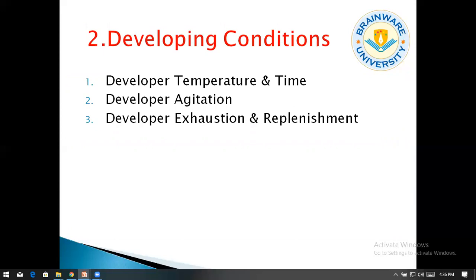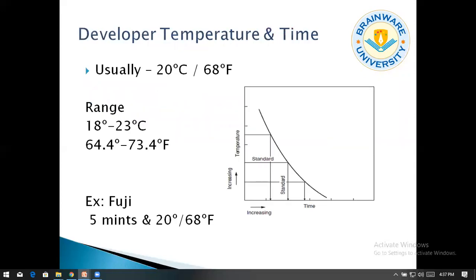So next, those are the developing conditions. These are a few conditions that should be maintained at the time of film processing. First, temperature and time, then developer agitation, and replenishment. Temperature of the developer is usually 20 degrees centigrade or 68 degrees Fahrenheit. The temperature should be maintained in the developer tank. It can vary from 18 degrees to 23 degrees centigrade, and 73.4 degrees Fahrenheit.